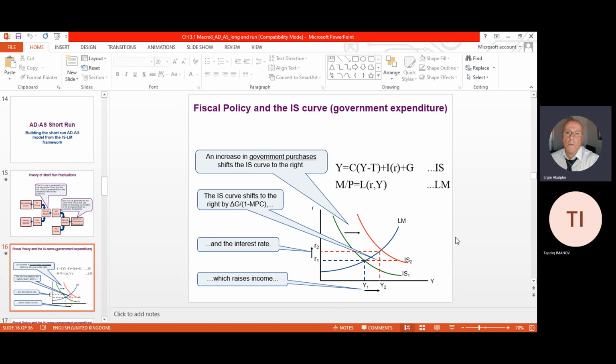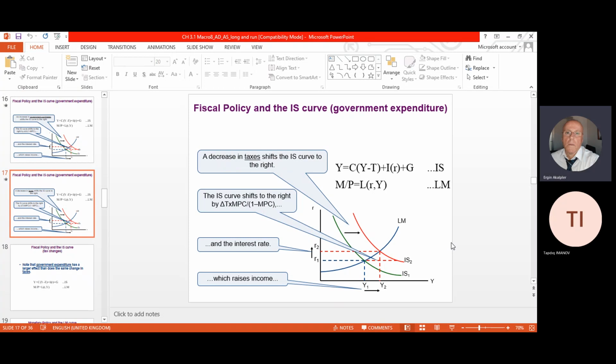Therefore, if you increase the marginal propensity to save, then the marginal propensity to consume is reduced, and vice versa is also possible. Here the interest rate is shifted up, which at the end of the day causes output and income to shift to a higher level. The interest rate rises from R1 to R2, and the income is also enlarged from Y1 to Y2, whereas the LM curve stays the same.